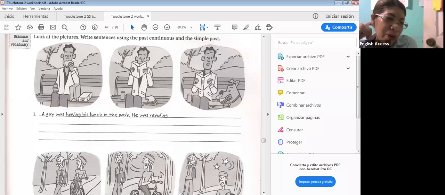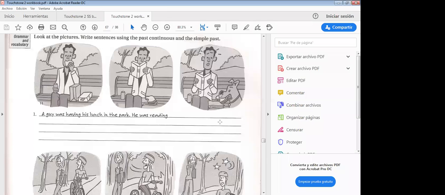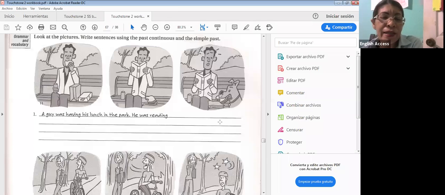Okay, so we were in exercise 3. Here what you have to do is look at the pictures and write sentences according to these pictures using past continuous and simple past. For example, in number 1, it says, a guy was having lunch in the park. He was reading, and then you have to continue the story. Okay, so Luis, what do you have in number 1?